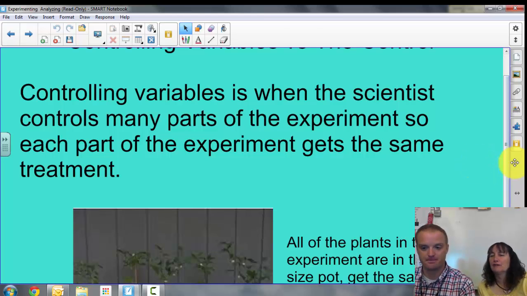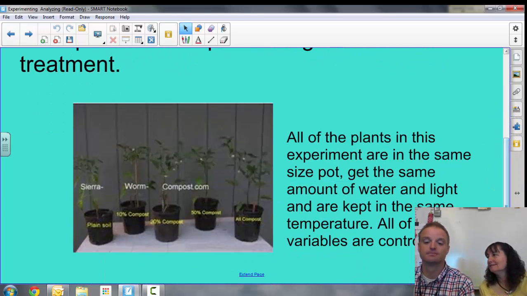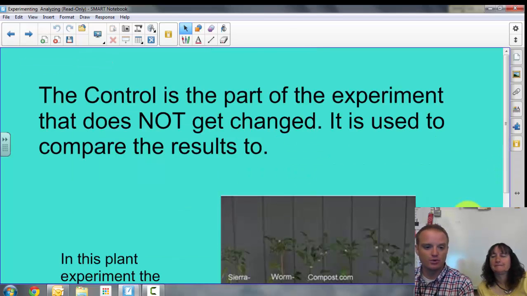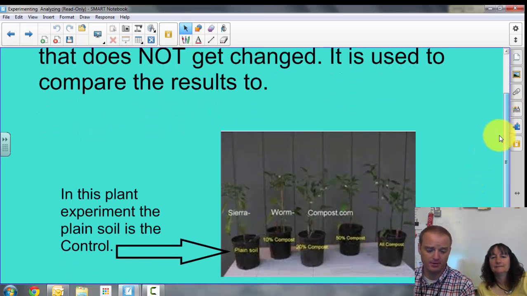If we took one of those plants and kept it in a closet, that wouldn't be controlling that variable because it wouldn't be getting as much light as the other ones. And we know that sunlight affects the outcome, so that would change our results. Now the control is not part of the experiment, and it does not get changed. It's kind of what we keep the same. That's why it's called the control. It's used to compare the results to.